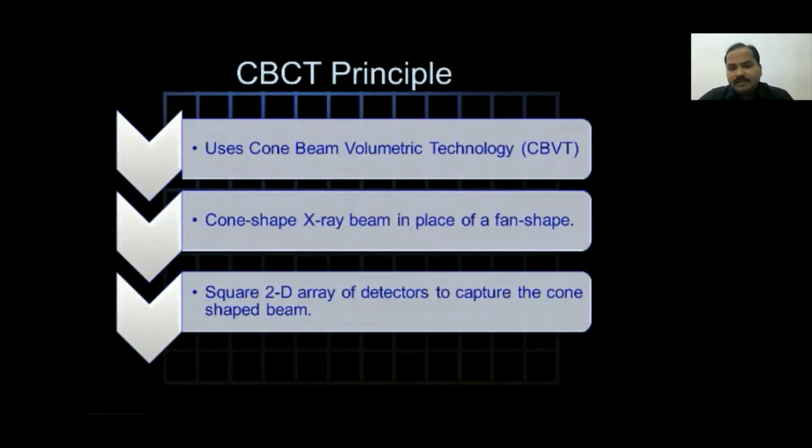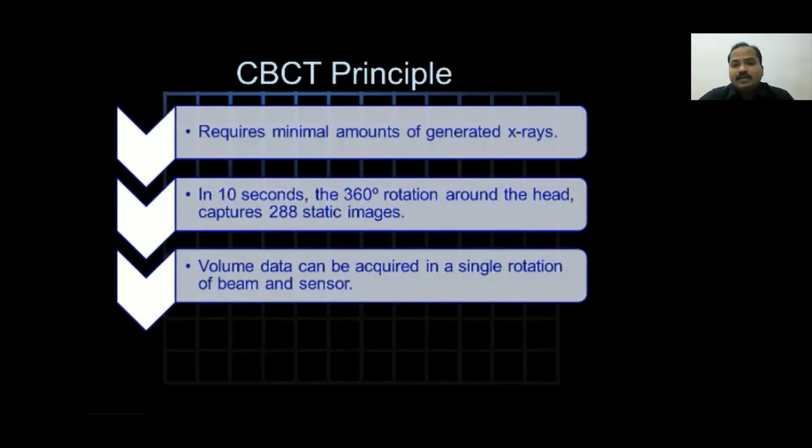So we say that it will utilize the cone beam volumetric technology. The cone shaped X-ray beam is there in place of the fan shaped beam which was present in the computed tomography scanners. A square two-dimensional array of detectors is present in the cone beam CT scanners. It will require minimal amounts of generated X-rays. If we are acquiring a larger data size in a very small time, in one exposure, we do not need excess time. That means we are reducing the exposure also.